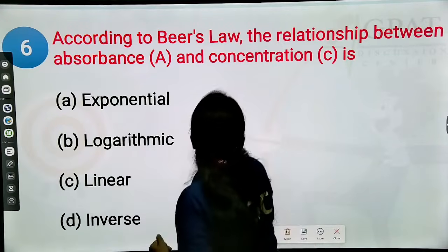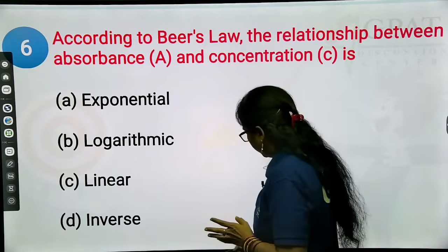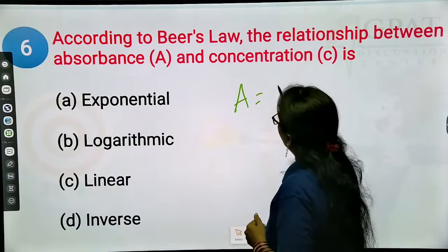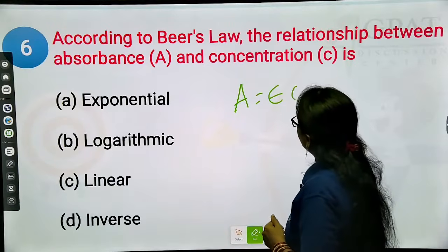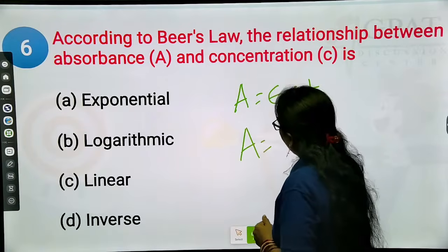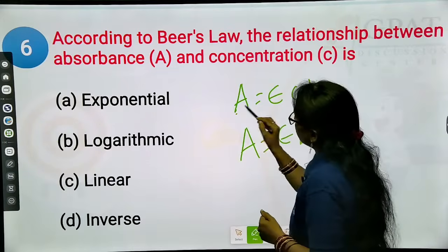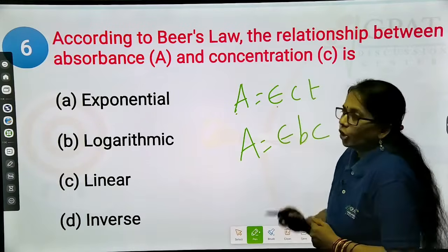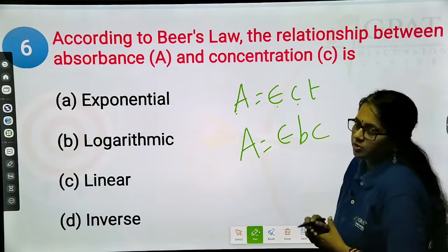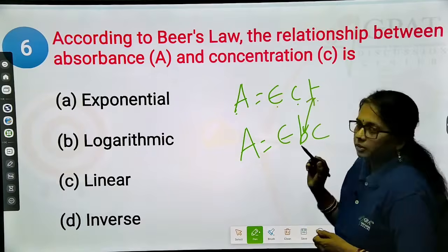According to Beer's law, the relationship between the absorbance and the concentration. We know that what is Beer's law? A equal to epsilon into C into T, or we can also write A equal to epsilon into B into C, right. So, this is the absorbance and this is the molar absorptivity value or molar extinction coefficient. C is the concentration. B or T both are going to be representing the path length.